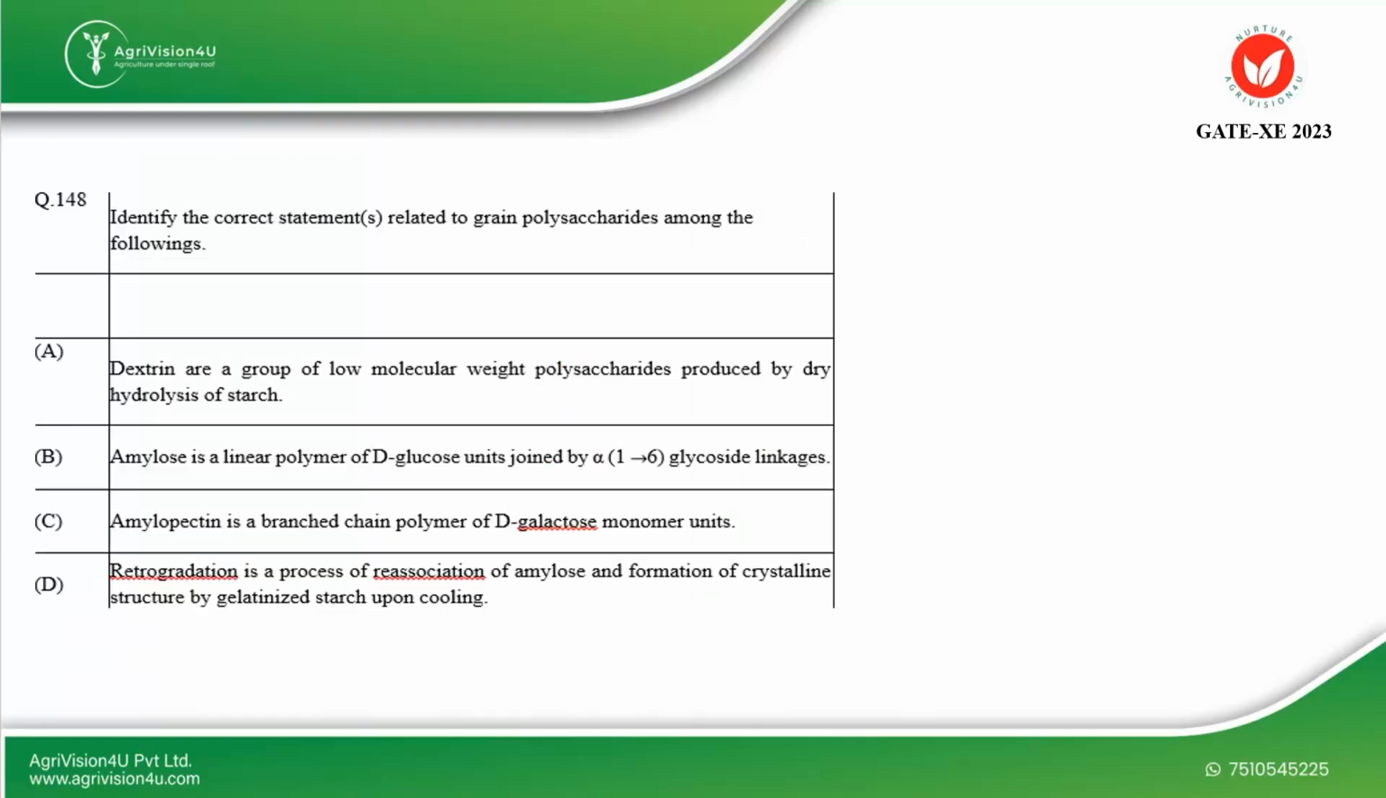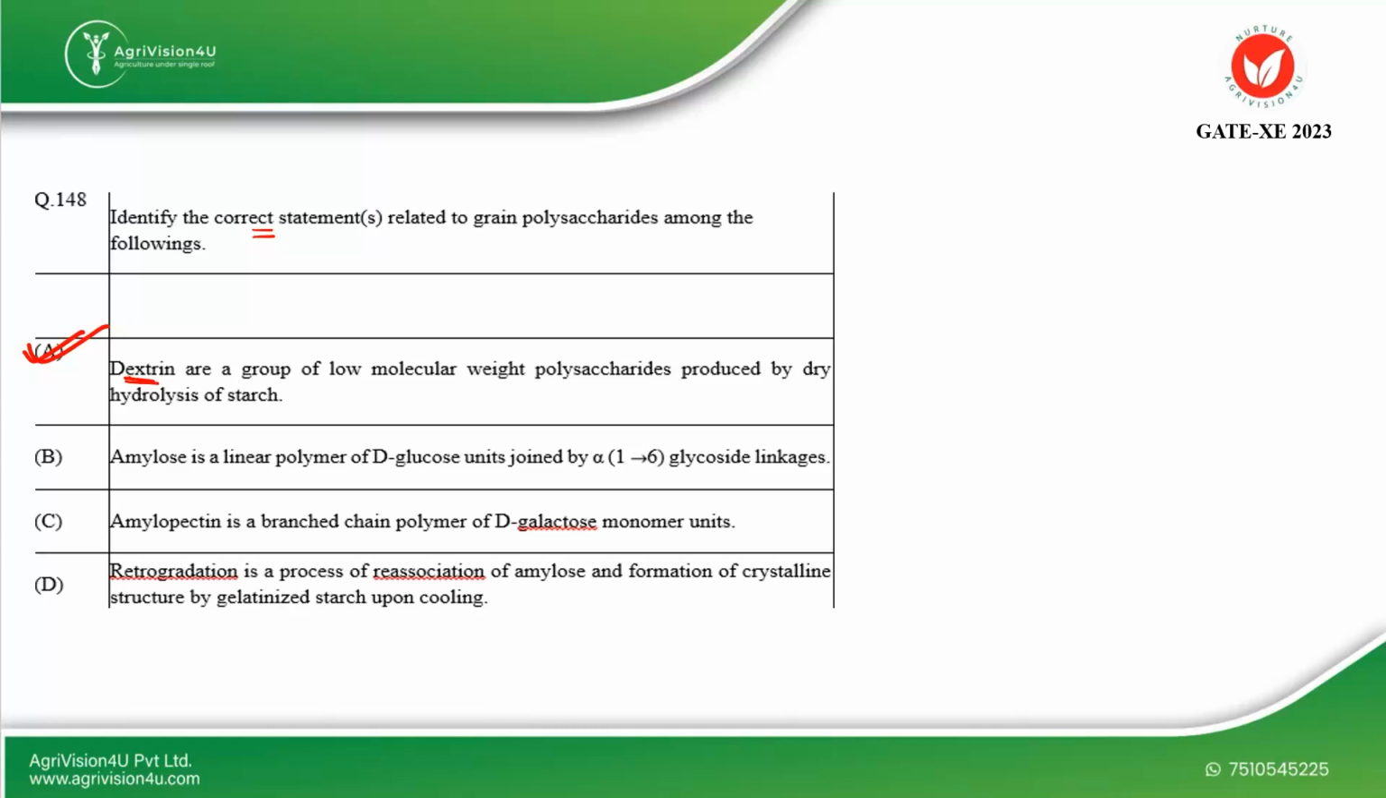Next question, identify the correct statements related to the grain polysaccharides among the following. So first one, dextrins are a group of low molecular weight polysaccharides produced by dry hydrolysis of starch. So we know what dextrins are. Okay, we have to mark the correct statements. Dextrins are actually the smaller starch fragments produced by breaking down starch molecules. So this statement is correct, since dextrins are a group of low molecular weight polysaccharides produced by dry hydrolysis of the starch.